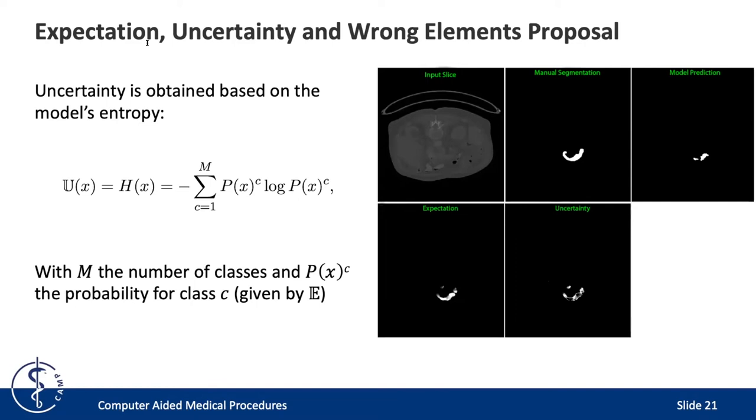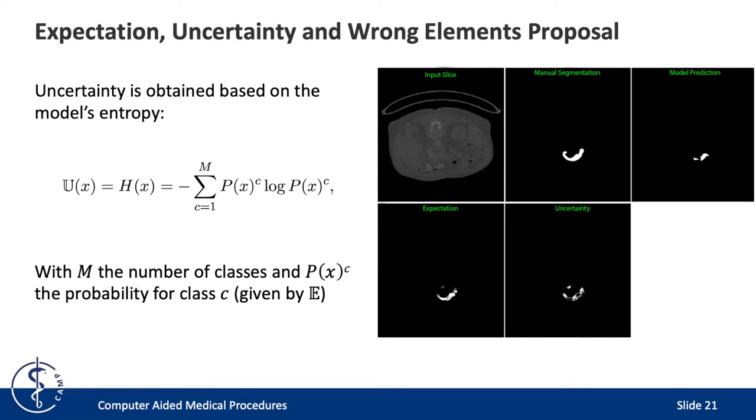We have the input slice. This is just as reference, this is the ground truth. We have the model prediction. Then we have here the two components obtained during the uncertainty analysis process. We have first the expectation for this particular input slice. And then we have the uncertainty that corresponds also to this particular input slice.